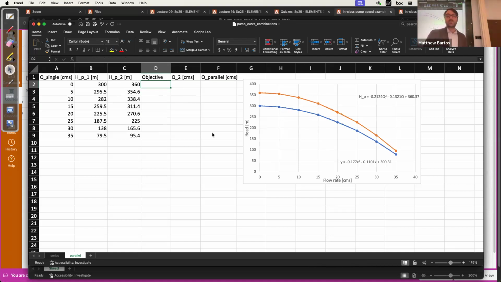So we want to create a new column in this Excel sheet. So we're trying to add the two pump curves together in the horizontal direction. We need to do that over the shared range of heads. So what was our general approach that we tried at the end of class last time for adding together these two discharges from these two pump curves over the x-axis?